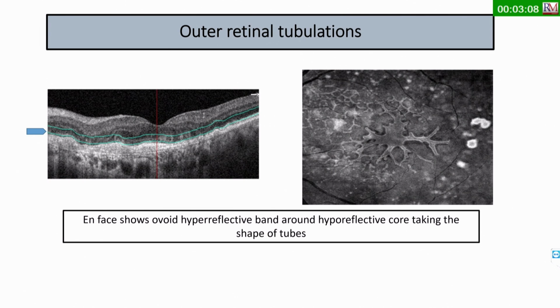Here, a patient with chronic CNV, and we have outer retinal tubulation in the line scan. On FAST, we can delineate clearly the outer retinal tubulation in the form of a hyperreflective band around a hyporeflective core taking the shape of tubes.